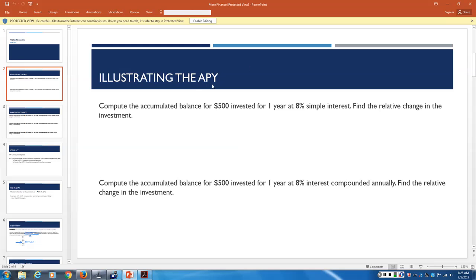And what we're going to do is talk about the APY. The APR is the annual percentage rate. The annual percentage yield is not exactly the same thing. So we're going to talk about the APY.